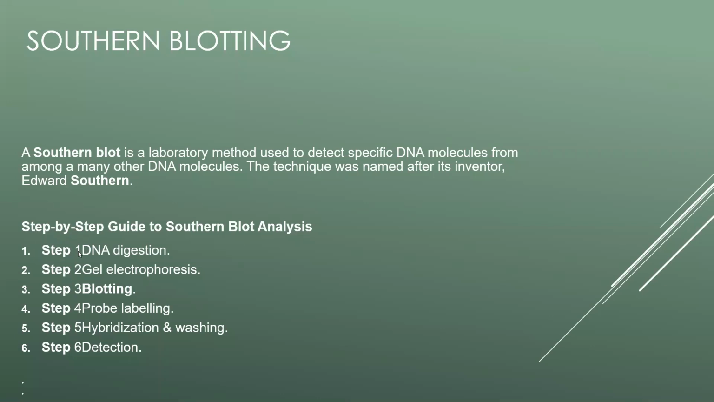First step, DNA digestion. DNA digestion means you take genomic DNA and cut it into DNA fragments. Restriction enzymes can be used, and that is called DNA digestion. Next step, gel electrophoresis. Electrophoresis is carried out on agarose gel to separate DNA fragments. That is called gel electrophoresis.